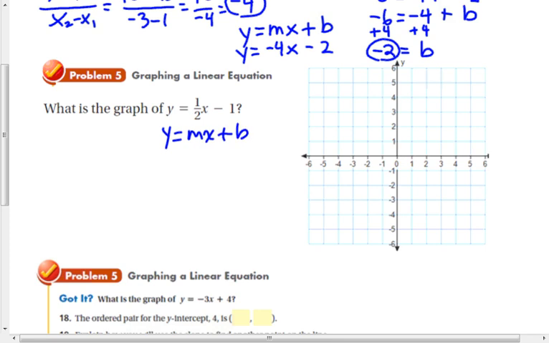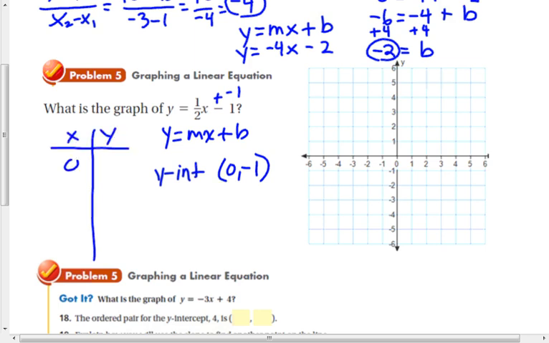So this has to be written as plus negative 1 to get the y-intercept. And so my y-intercept, I'm going to start by putting that on the graph. My y-intercept is negative 1. And on a graph, that's the point 0, negative 1. On a table, that would look like this. 0, negative 1. Okay? And then my slope right there is 1/2.